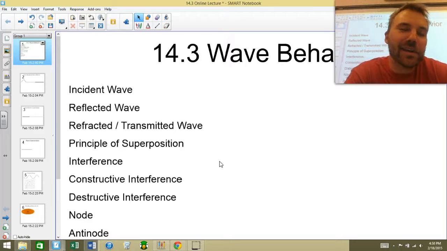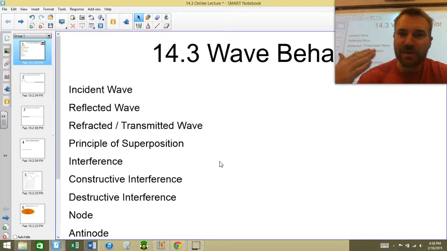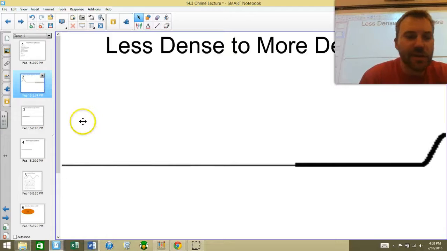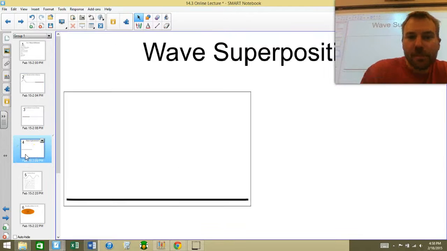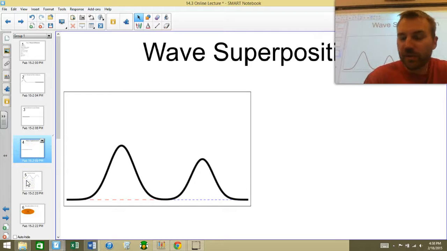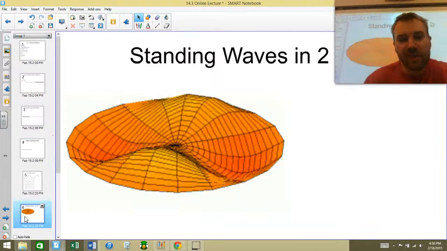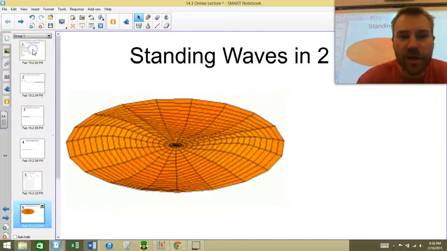What we're going to be talking about today is how waves behave when they meet a boundary. They could be meeting a boundary that's more dense. They could be meeting a boundary that's less dense. They could be meeting each other. They could be interfering with each other in a very special way, which we call standing waves. And we can even get standing waves on two-dimensional surfaces. So that's kind of the gist of what we're going to be talking about today.